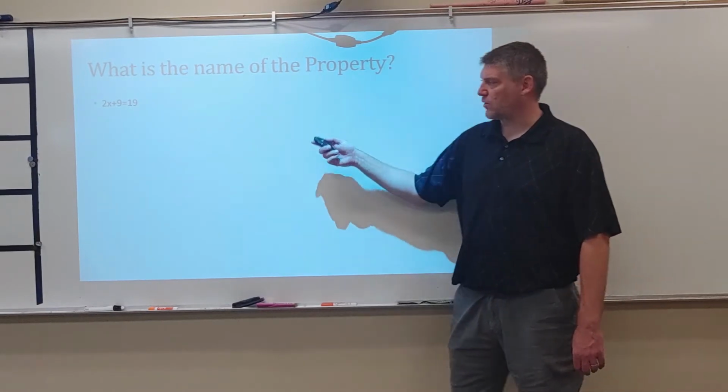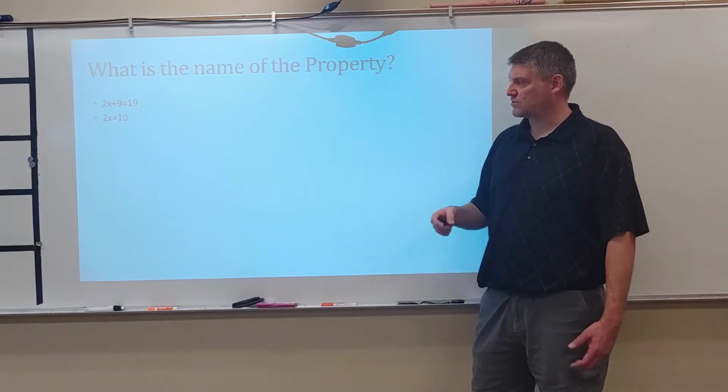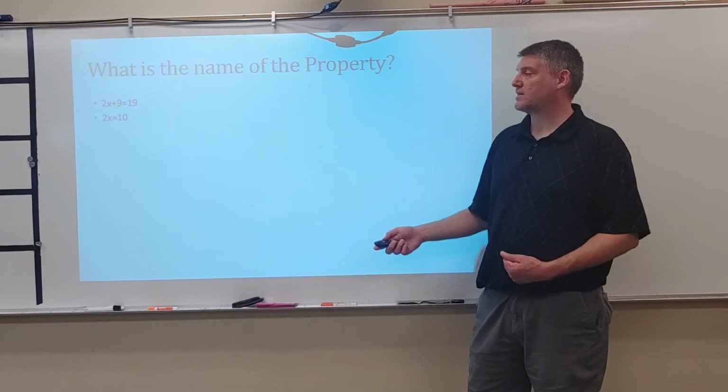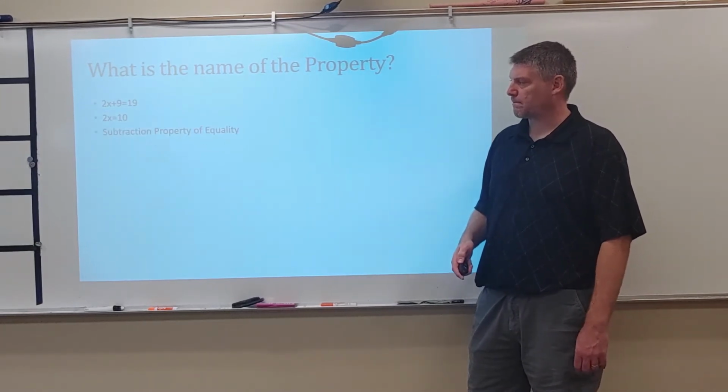So I start with 2x plus 9 equals 19. And then on my next one, I have 2x equals 10. Well, what did I do? Well, I subtracted the 9, so that's the subtraction property of equality.